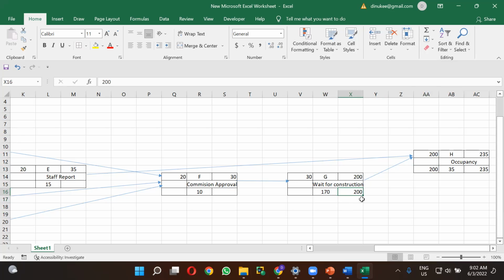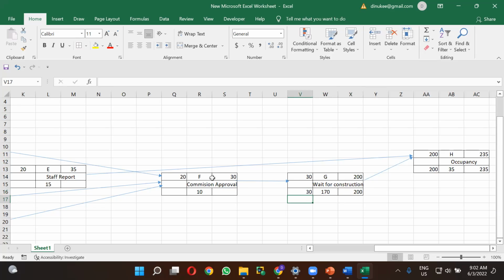So now you know for the G activity the late finish time is 200. From 200 you have to deduct your duration of 170. It means the late start time is 30. Right? So I will move to the next activity.